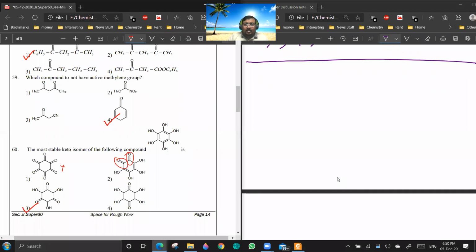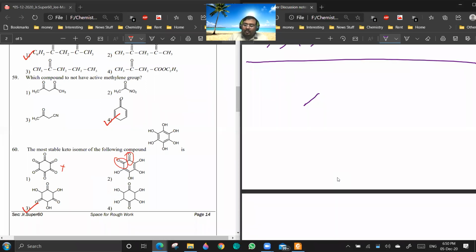60 is clear, yes or no? Yes, sir. Okay, 59, which does not have an active methylene group. Sir, option 2 also can be, there is no methylene group only in option 2. I don't get the point. So why can't option 2 be the answer in 59?